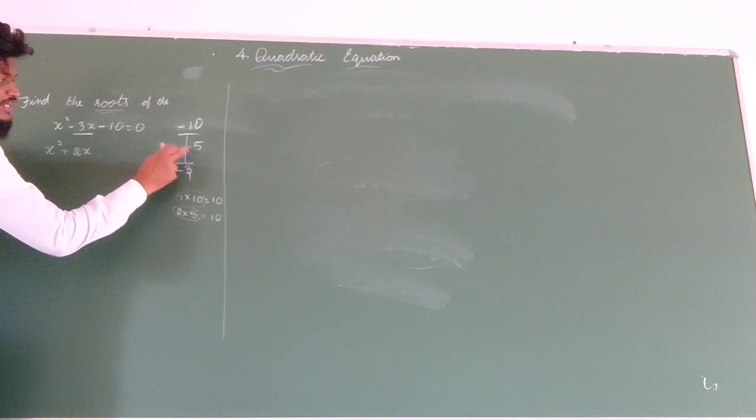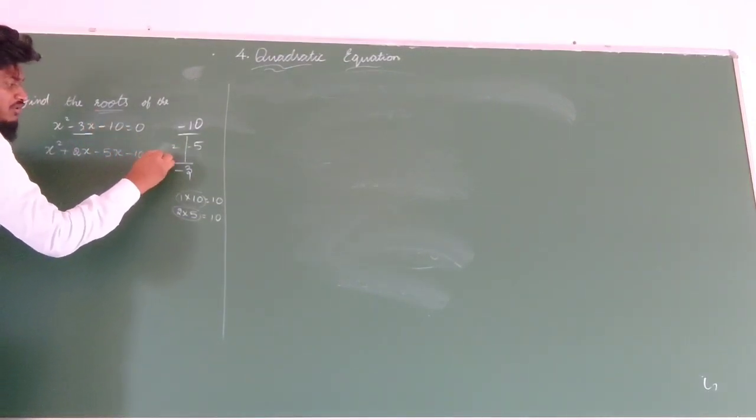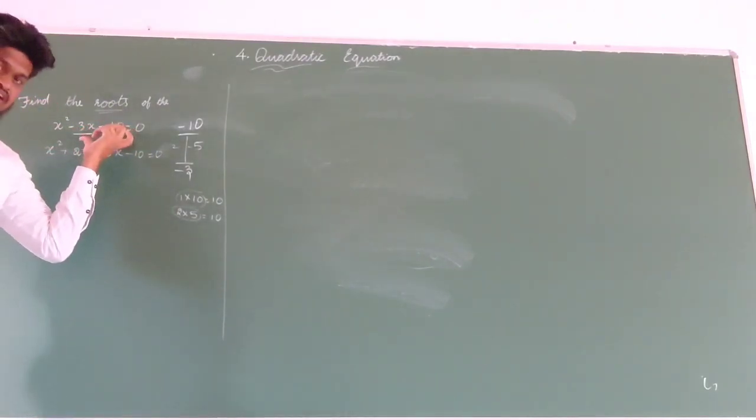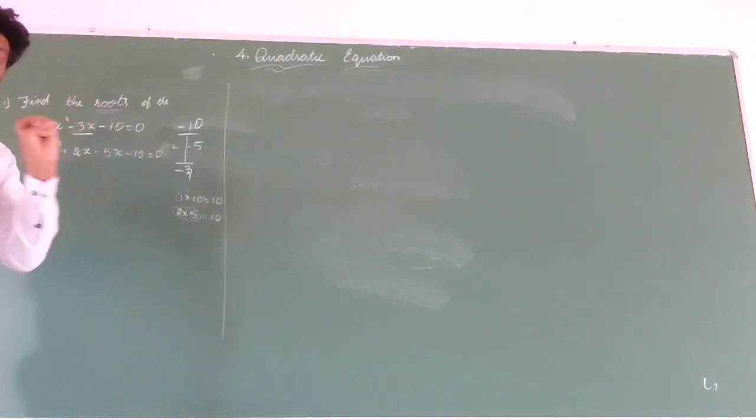And come to the next one. What is the next one? Minus 5, right? And then minus 10, which is equal to 0, right? So this is the second step. See here, in the first step we had only 3 terms, and in the second step, how many terms are there? We have 4 terms.